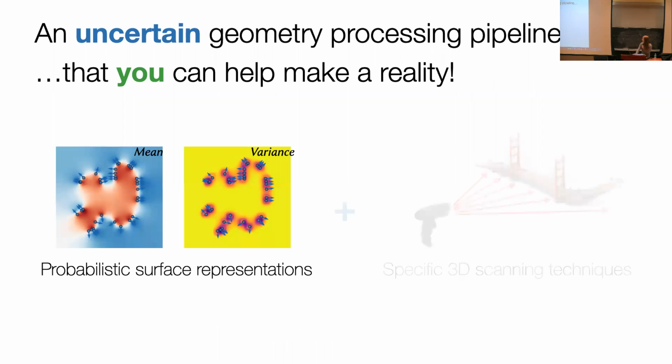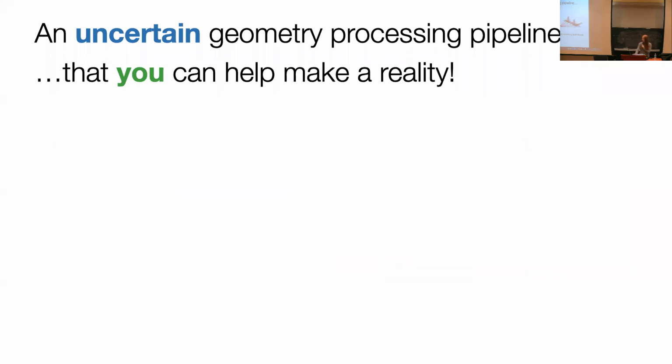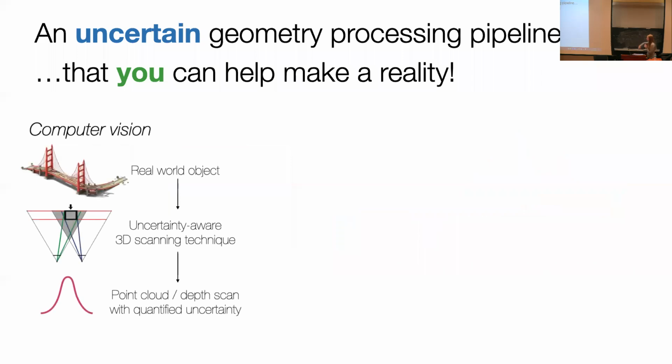I think a promising avenue for future work is to combine this with the uncertainties that we get from specific 3D scanning techniques. So here's what I mean. There are all these papers in computer vision, so the people that are next door, where their input is the real world. And they do some uncertainty-aware 3D scanning, and they output point clouds or depth scans with quantified uncertainty. There are algorithms like this already.